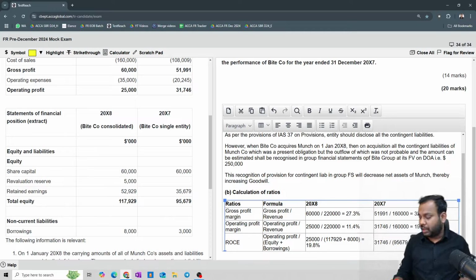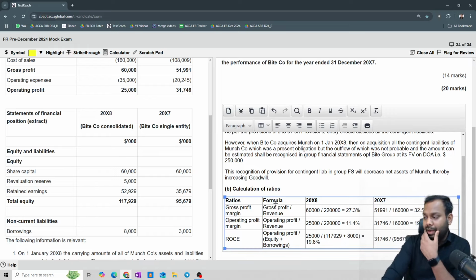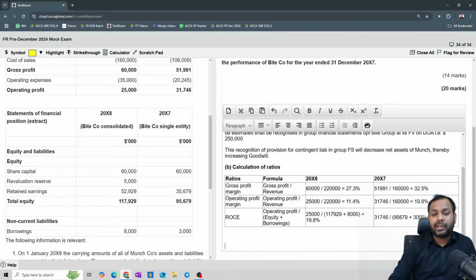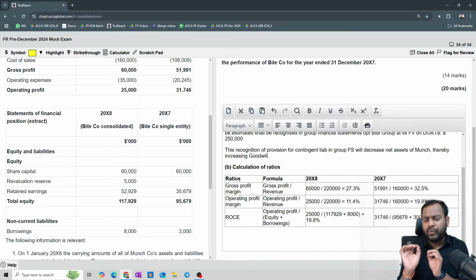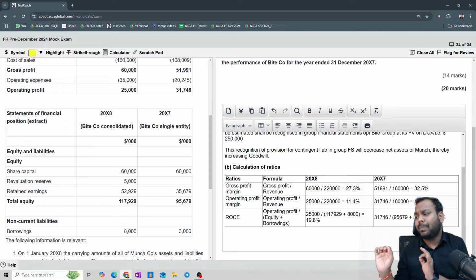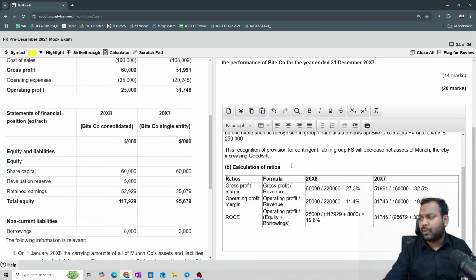Tell me, the calculation of ratios is clear. See how I have given the calculation, the formula, the calculation, the ultimate answer, right? And this is the way which you are also expected. The examiner will also expect the same from you. See, in a beautifully presented manner we have given it, right? So this is how you have to give in the exam also.